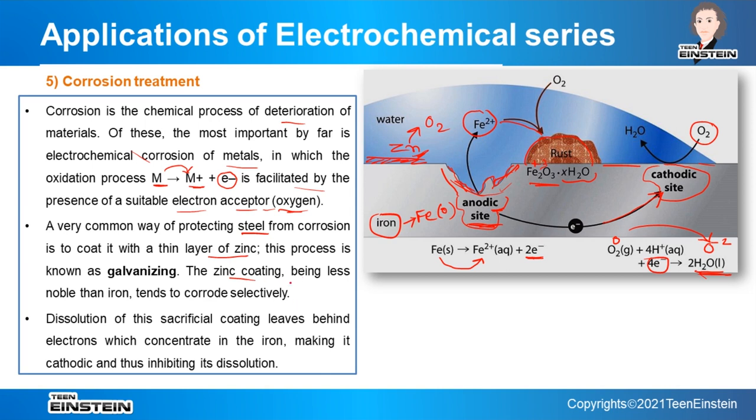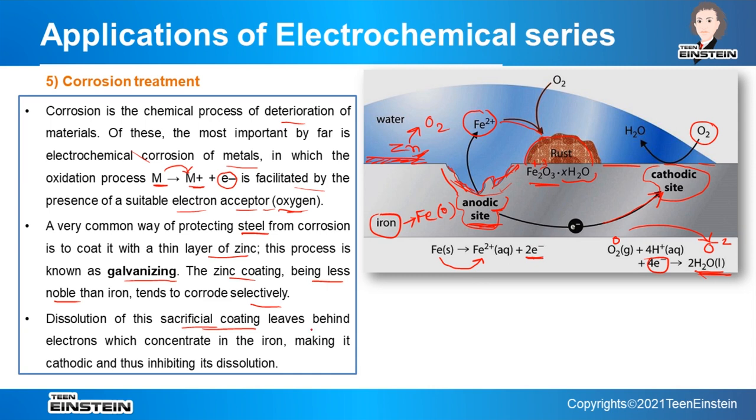So that is why this zinc coating process is also known as galvanizing, because it is the zinc coating that is present on the iron surface. The process by which it is done is known as galvanizing. The zinc coating is less noble than iron. Less noble means less unreactive; noble means it is unreactive. It tends to corrode selectively, so there is dissolution of this sacrificial coating. Sacrificial coating means it is sacrificing itself by giving electron towards oxygen.